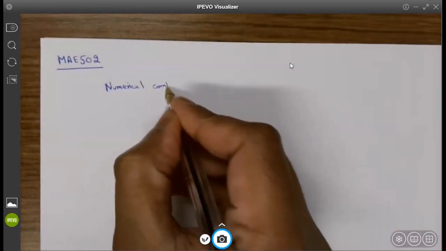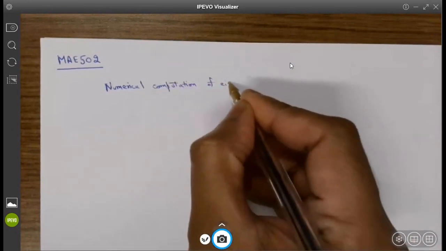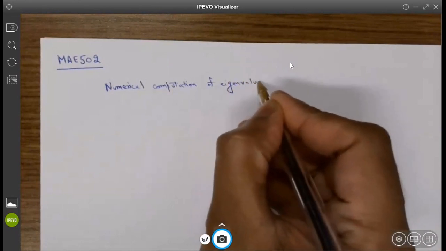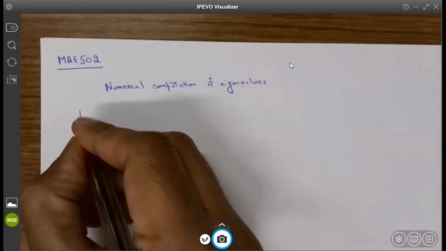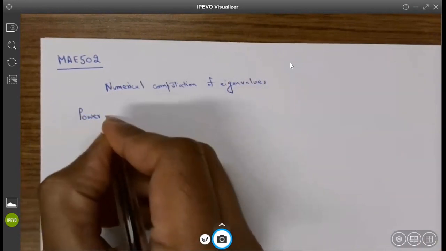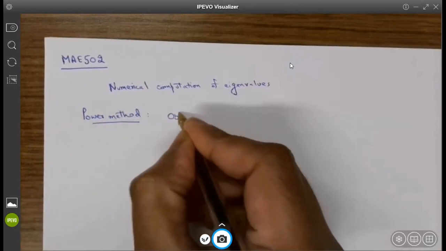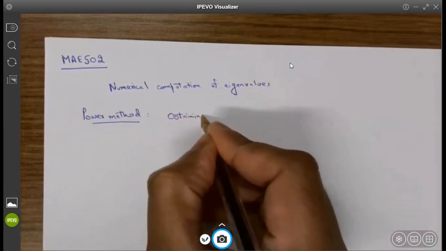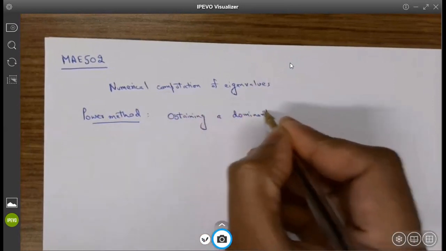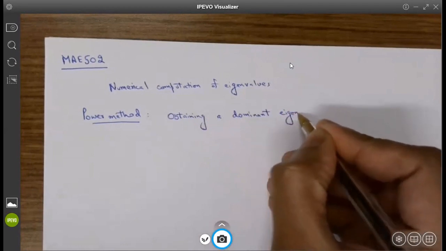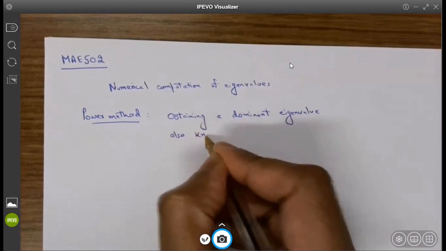Computation of eigenvalues. So what we did in the last lecture, we actually focused on the power method for obtaining a dominant eigenvalue for a given matrix. Dominant eigenvalue, which is also known as spectral radius.